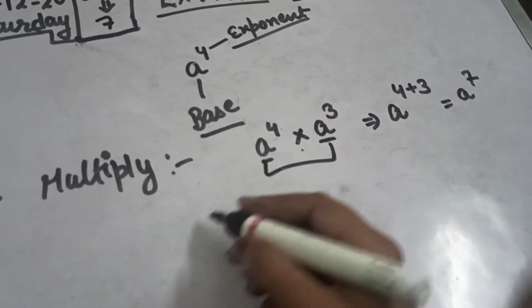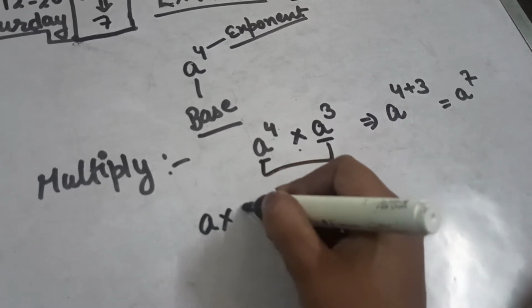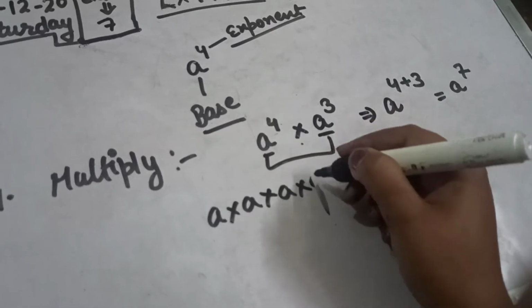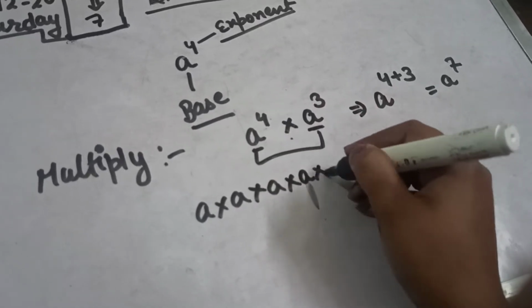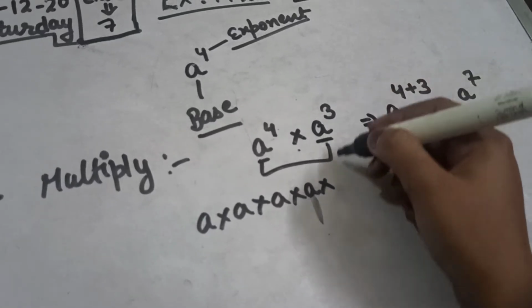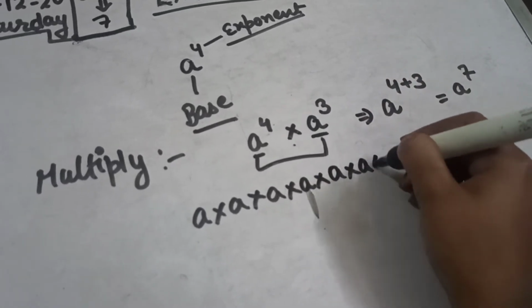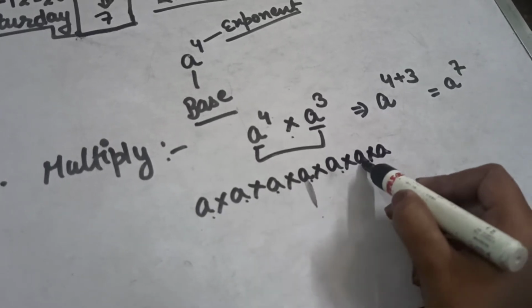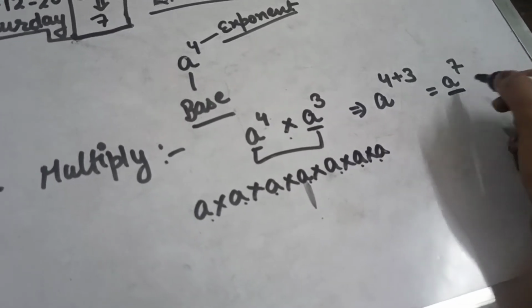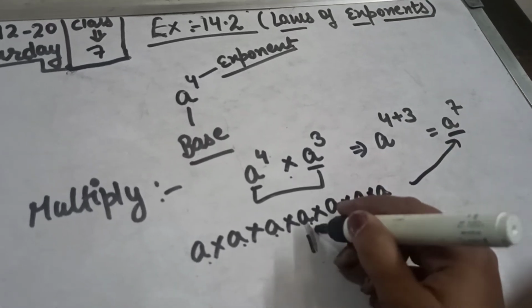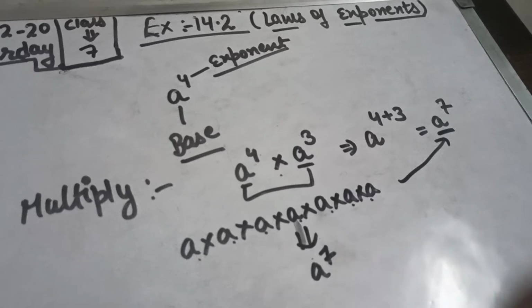What do you mean by this a to the power 4? Multiply a 4 times. Again, the symbol is of multiplication. And for the next term, a to the power 3, a multiplied 3 times. So total is 1, 2, 3, 4, 5, 6, 7, which means a to the power 7.